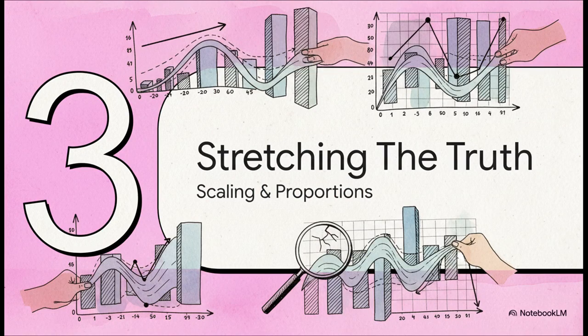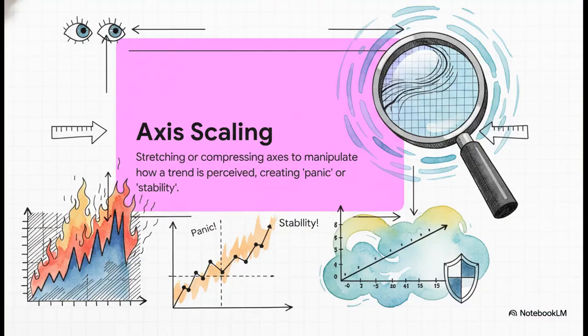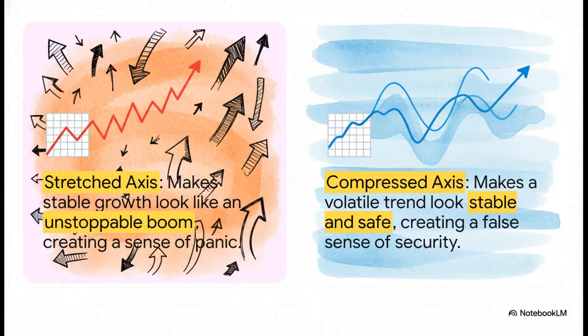All right, let's move on to our next case. This one is a little more subtle, a little sneakier, but it's just as misleading. We're going to look at how the actual shape of a graph can be manipulated to fool you. This trick is called axis scaling, and all it is, is stretching or squishing the axes of a graph. By doing that, you can completely change the emotional reaction someone has to the data. You can make a totally stable trend look like it's exploding, or you can make a really volatile trend look calm and safe.